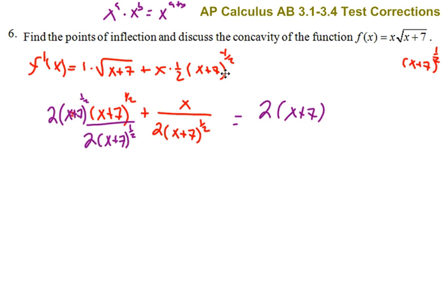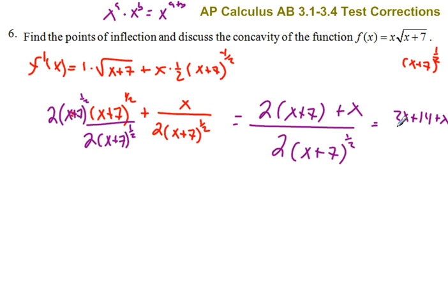Okay, that's all we're going to get right here. So this whole thing just became 2 times x plus 7. And then we have a plus x all over our common denominator of 2 times x plus 7 to the 1/2. And we can clean this up a tad bit still by multiplying by 2 and so on. So maybe we'll do that. 2x plus 14 plus x all over our denominator.